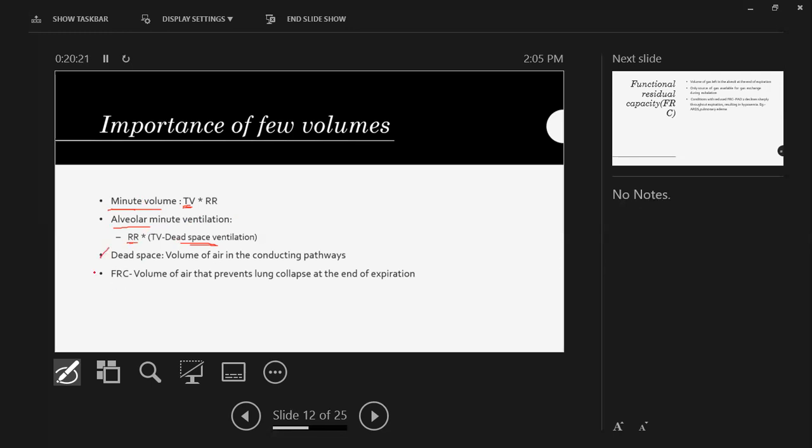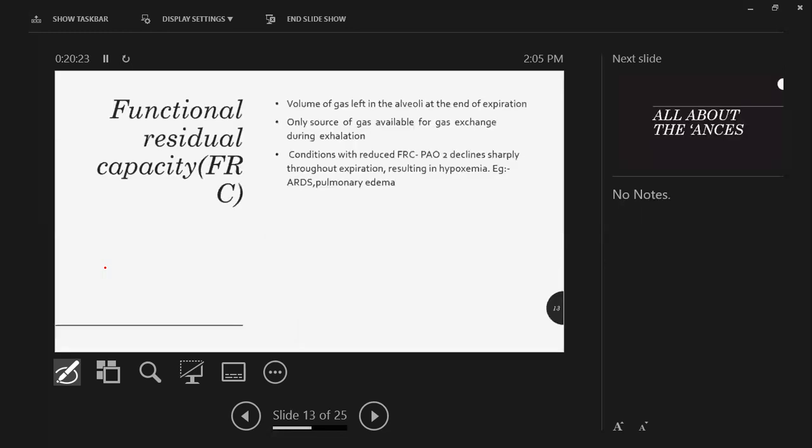Dead space we already saw, functional residual capacity we already saw. This also we discussed, the only source of gas available for gas exchange during exhalation. So in any condition with reduced FRC, your alveolar oxygen declines rapidly throughout expiration, resulting in hypoxemia. So what will reduce FRC? Anything that collapses the lung inwards. If it is filled with fluid instead of air, then your functional residual capacity is going to be less. Simple, correct? Examples will be ARDS and pulmonary edema.